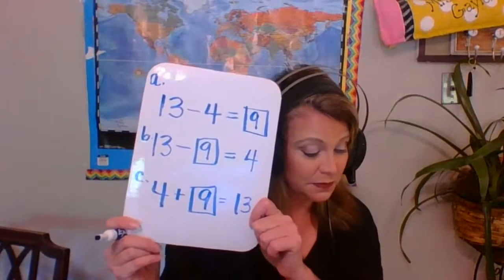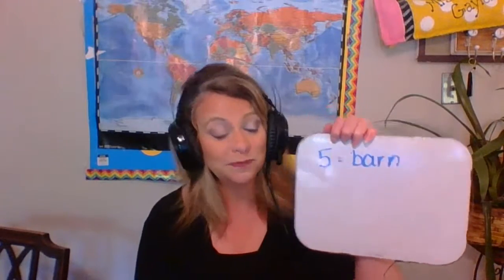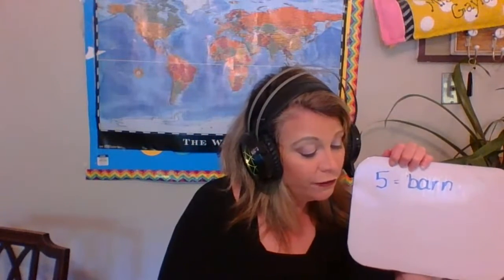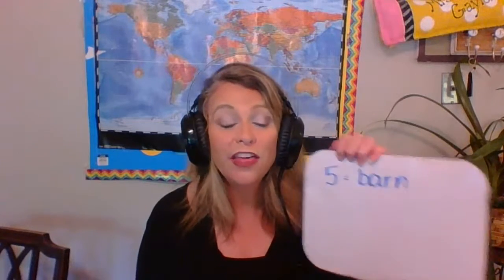Very good. All right, let's try another. There are 5 cows in the barn. Now, this is a 2-part problem. Remember last week we talked about some 2-part problems. There are 5 cows in the barn. Sometimes I write down what I know. I know that there are 5 inside the barn. There are 8 fewer cows in the barn than there are in the field.